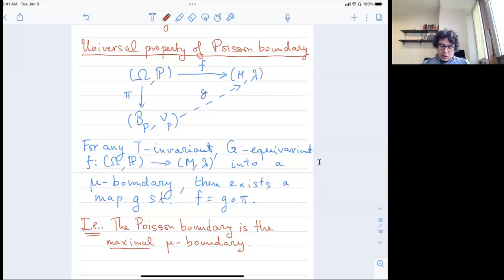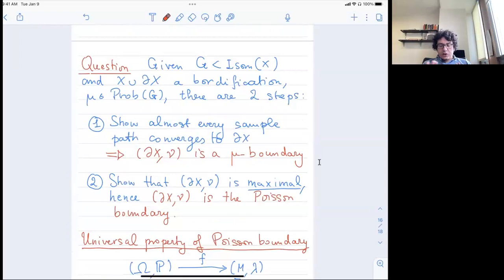And again, here is the usual step. Whenever you're in the geometric situation, the goal is to show both things. First of all, we have to show that the random walk does converge to the boundary, and that gives us a mu boundary. And then we want to show that this boundary that we are given is indeed the maximal one, so we cannot further split apart these points. To get a handle on this, we have to use some other tool, and in fact, this will be the entropy theory that we're going to talk about next time. So let me just finish by stating the main theorem of today.